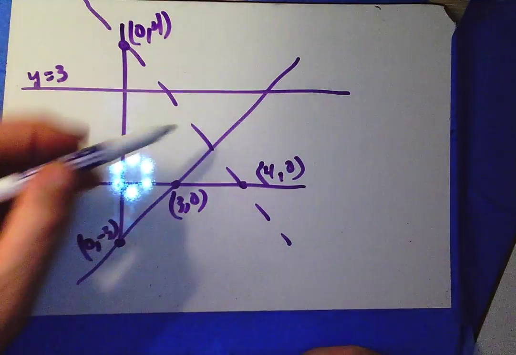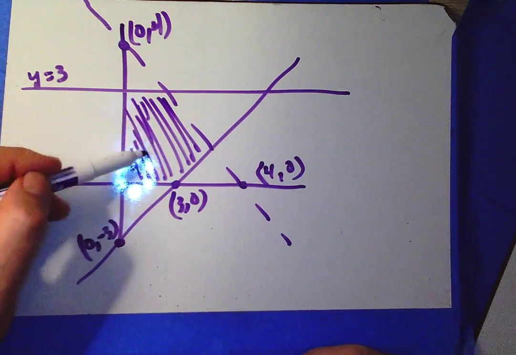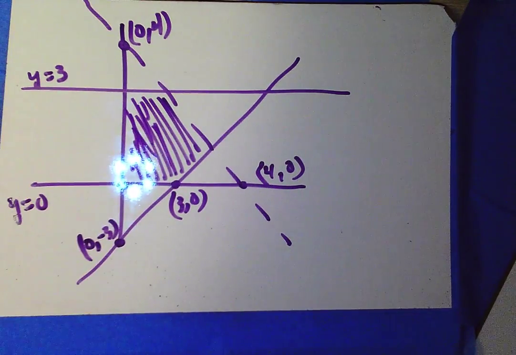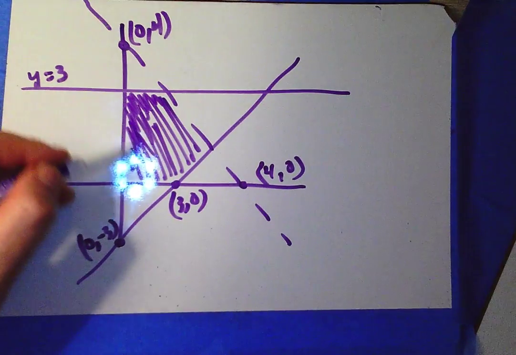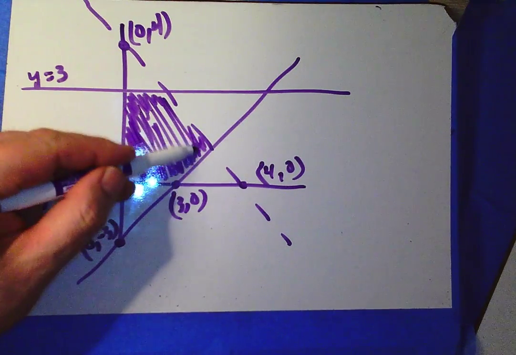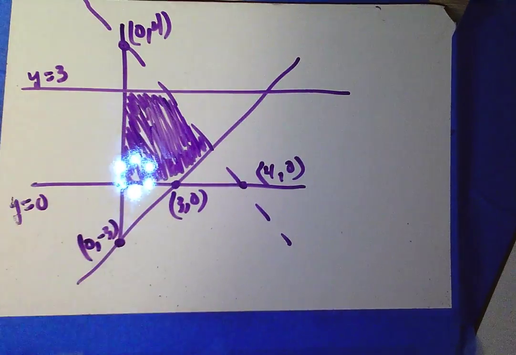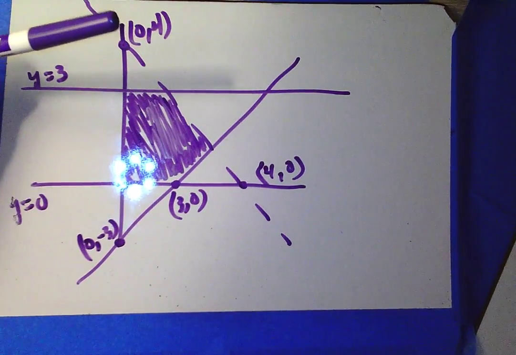And what about our shading? Well, our shading is here. Huh, what an interesting shape. It's a pentagon. 1, 2, 3, 4, 5 sides. So how do we shade for this? Well, I see 5 inequalities.